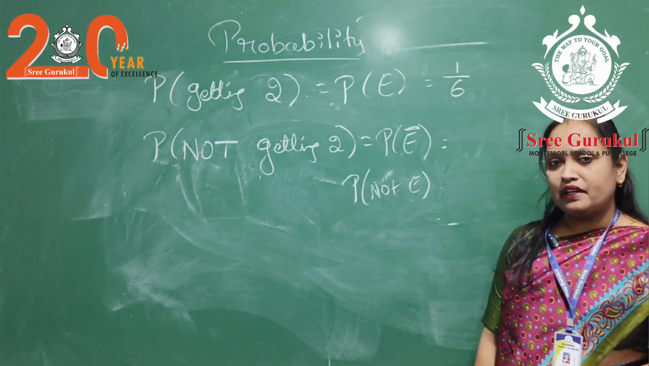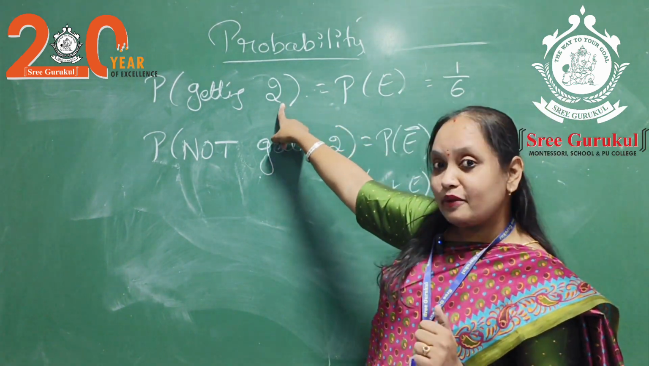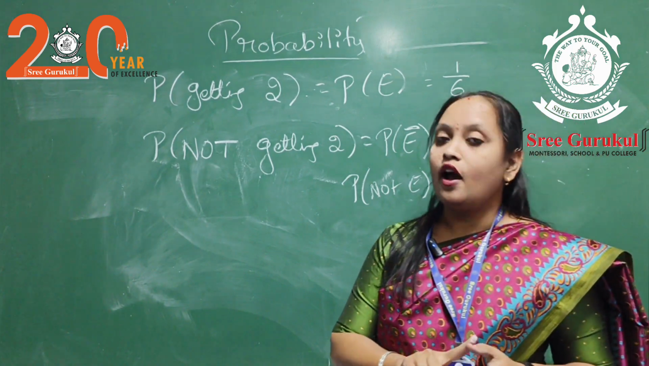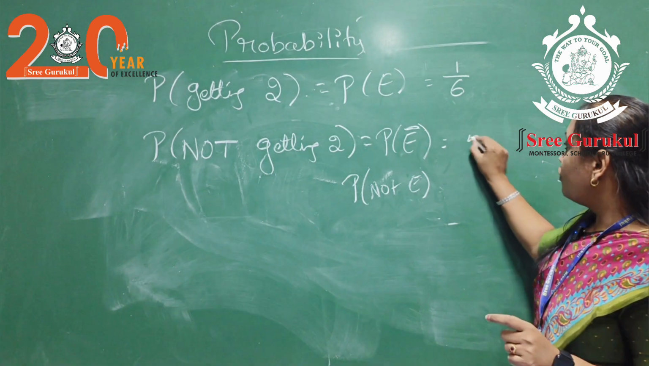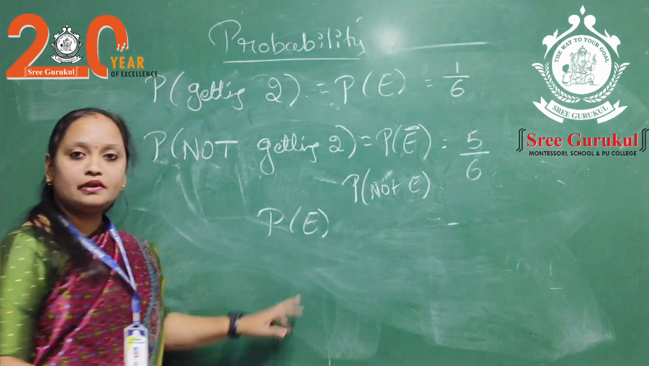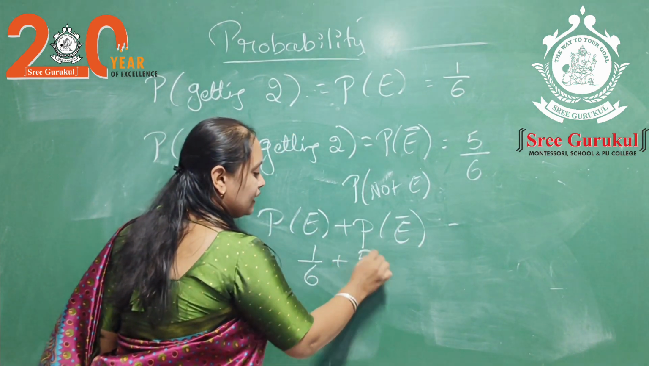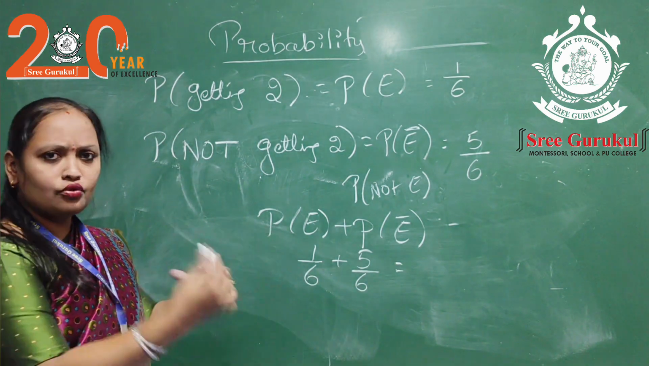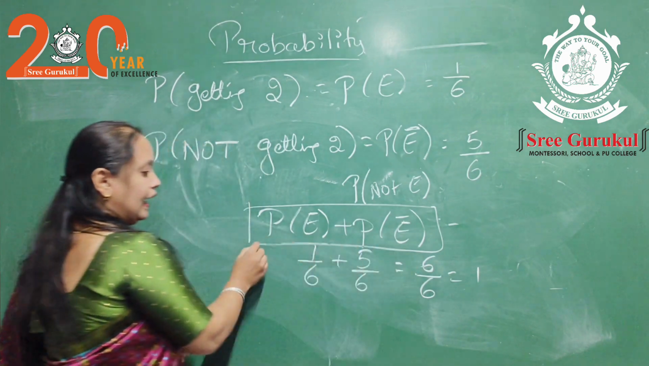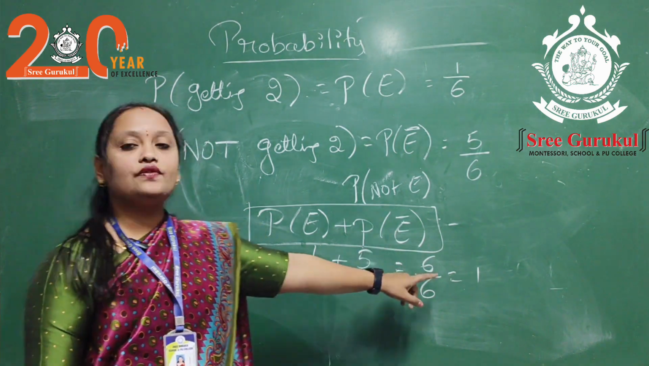So let me tell you what the favorable events are. 2 is our favorable event. Now we are doing not getting 2. So 1, 3, 4, 5 and 6. How many sample points are there? 5. So what is the probability of this? 5 by 6. Now we will add these two, the probability of my favorable event and the probability of the not favorable event. Just add 1 by 6 plus 5 by 6. I hope you all know how to take the LCM. 6 by 6, which is 1. So the probability of any favorable event plus the probability of the not favorable event always gives 1.